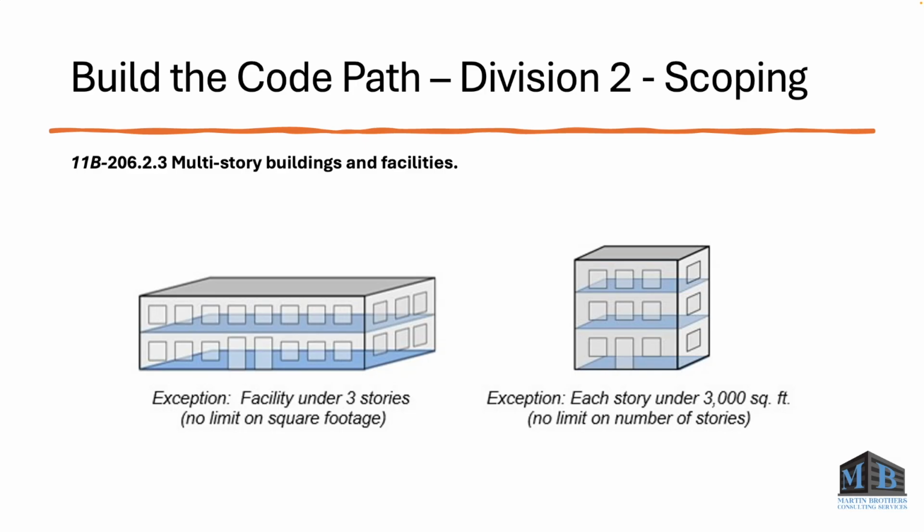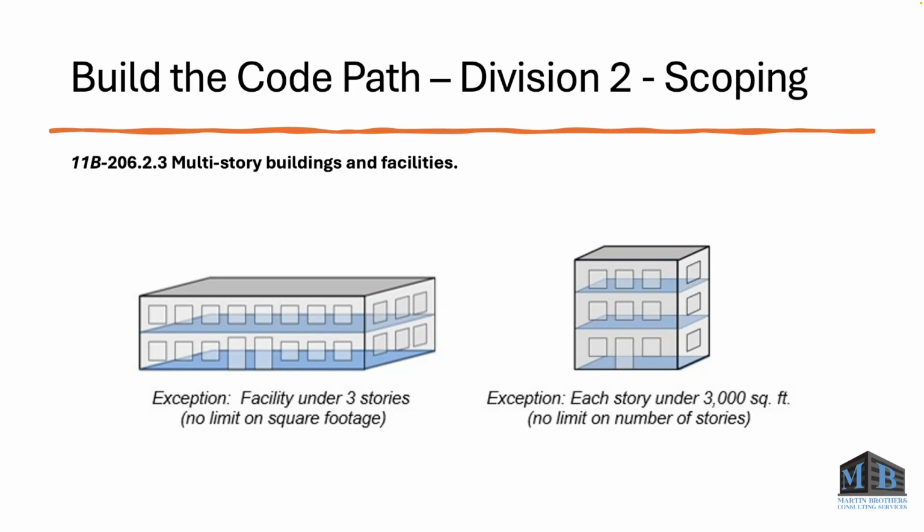The left image is showing a 2-story office building. It's under 3 stories tall, so per the previous code section 206.2.3, we don't need an elevator because we don't have a professional healthcare provider office upstairs. The right image is a 3-story building, but it's less than 3,000 square feet per story, so we don't need an elevator or a ramp, vertical access of some sort. We don't need it because in this scenario, this is just office space. It's not one of the elements covered under exception 1.2 from 206.2.3.